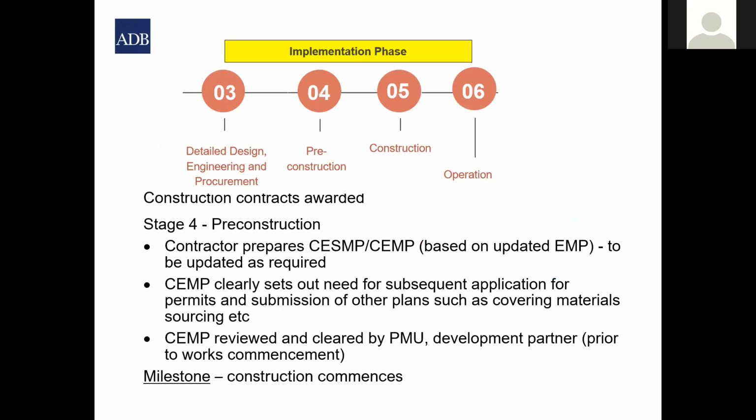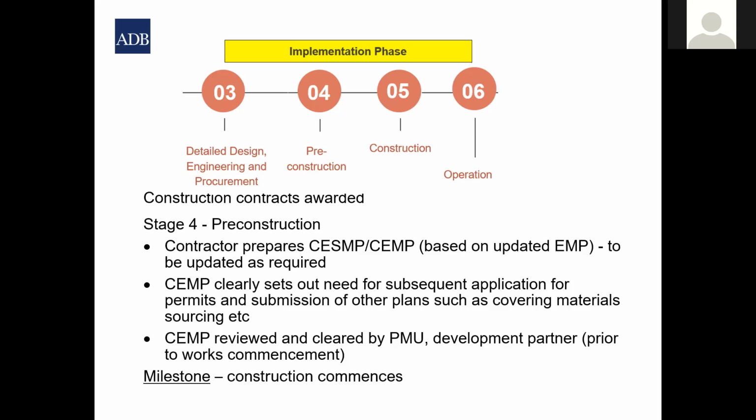The contractor is required in his bid document, in his contract, to prepare a construction environmental management plan. It's got to be based on the updated EMP and to be updated as required. The CEMP clearly sets out the need for subsequent application for any additional permits he might need down the track in the construction schedule, and submission of other plans such as covering materials sourcing and that sort of thing. We'll look at that in a moment.